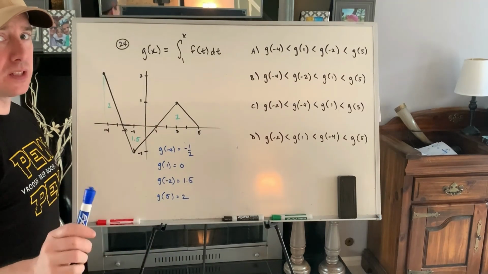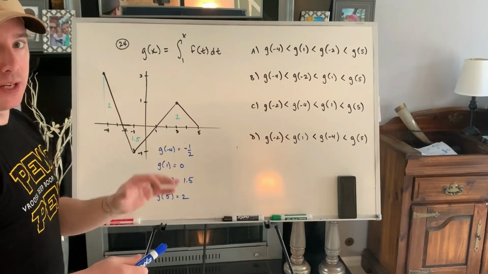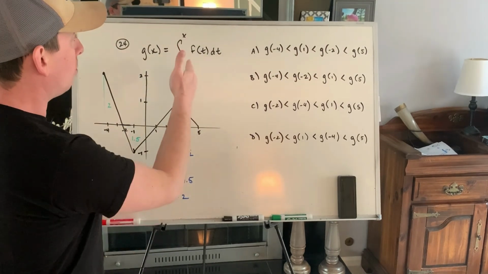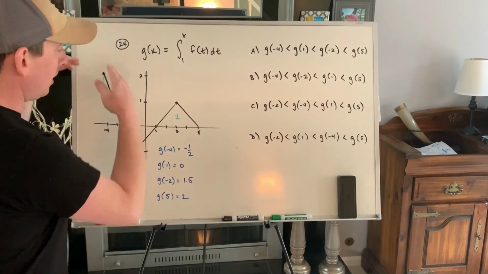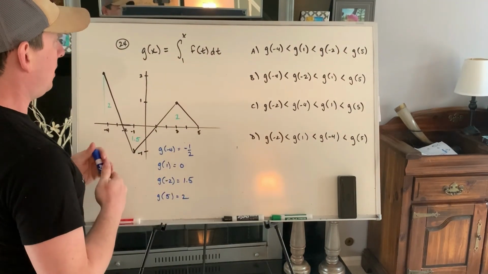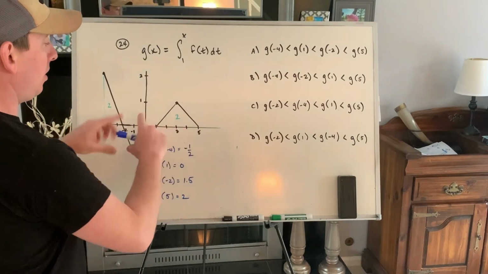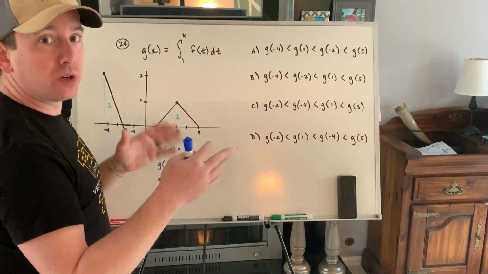Okay, number 24 has a lot going on here, a lot to read, so I actually worked out a bunch of stuff first so I can just explain it. G is defined as an accumulation function from 1 to whatever x is. T is a dummy variable, and here's a function of f. So G is going to be calculated by integrating on the f function, starting at 1 and going either forward or backward to whatever x is.